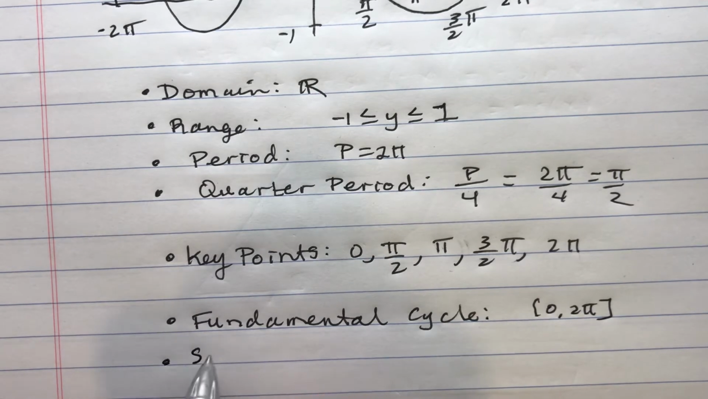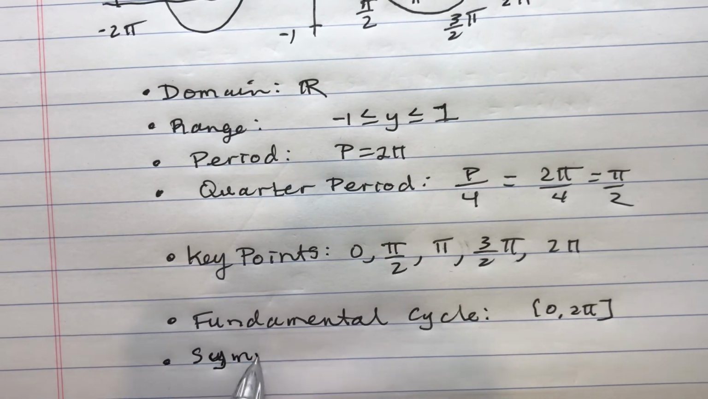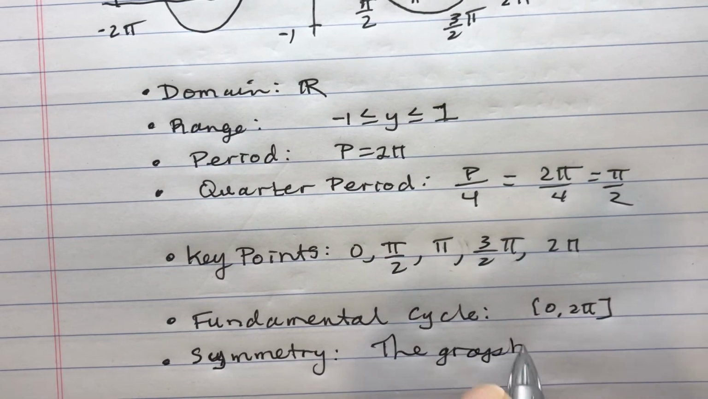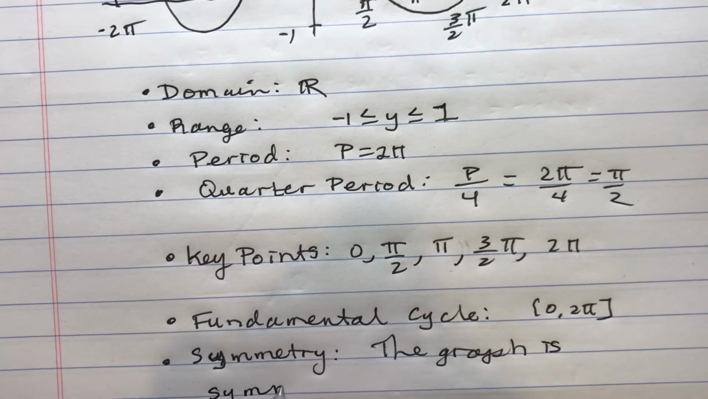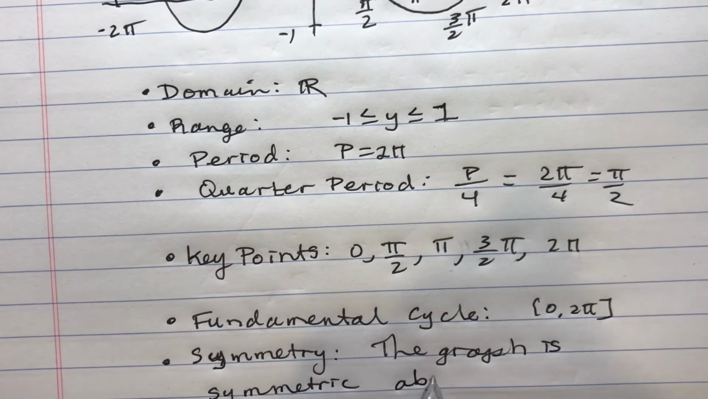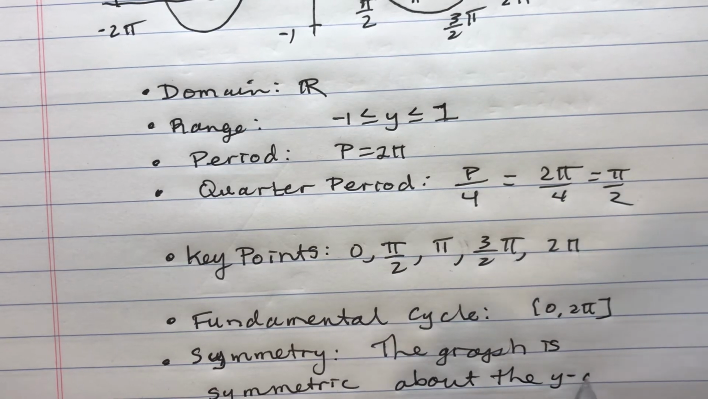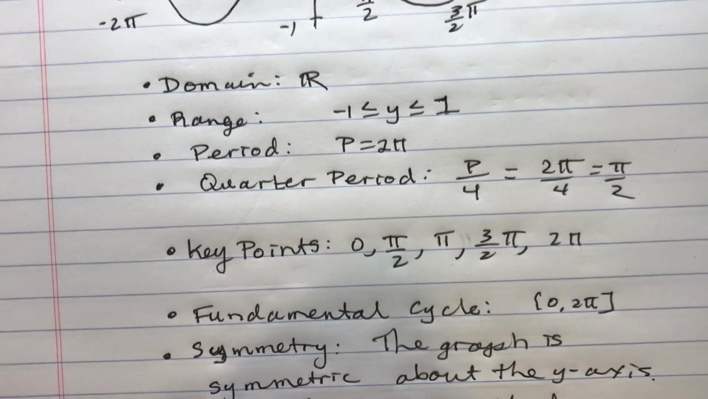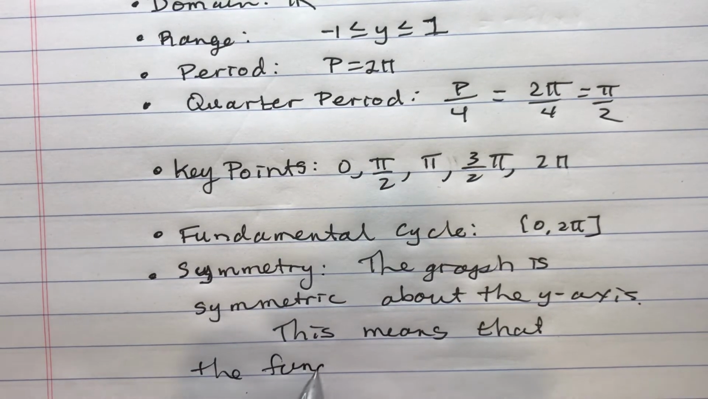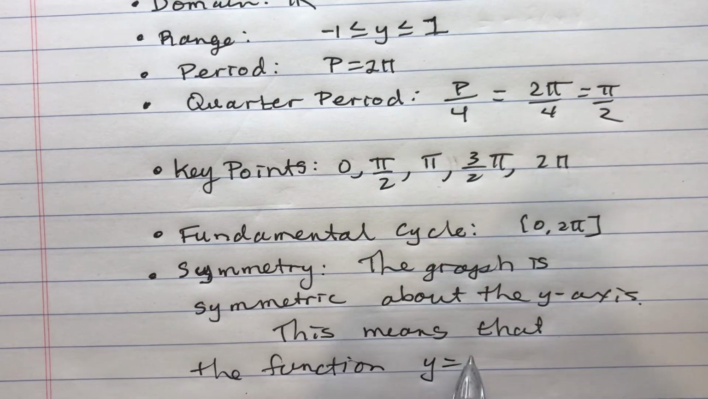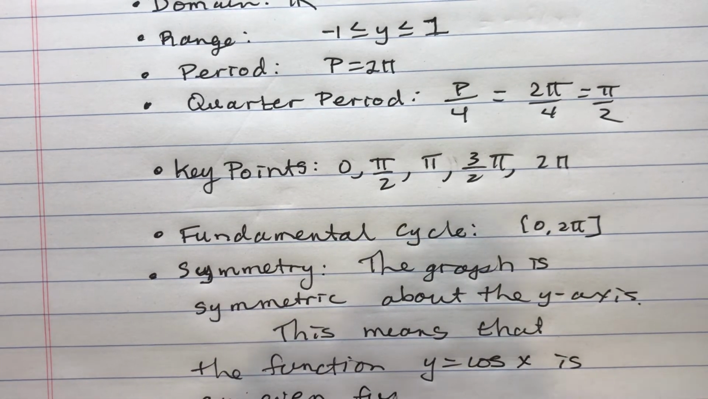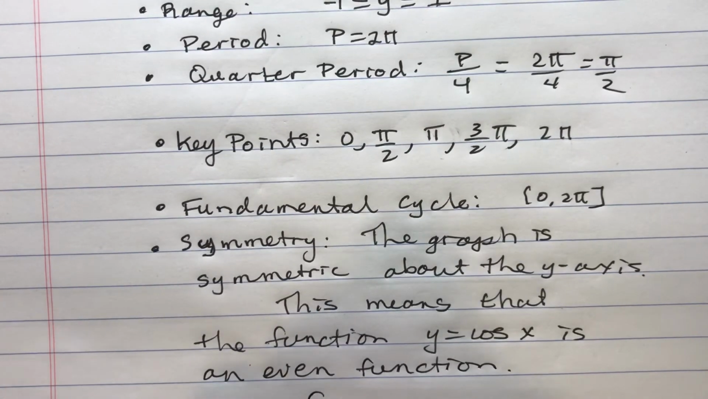And then the symmetry we can really see here. The graph is symmetric about the y-axis. This means that the function y equals cosine x is an even function. So symmetric around the y-axis of a function means that it's even.